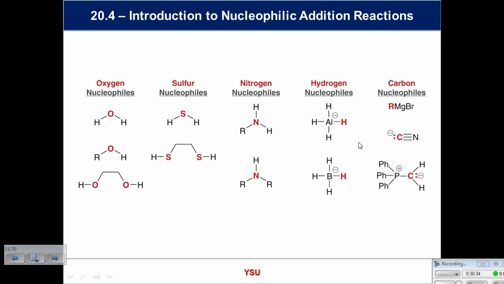So again, what's the common thing here? They're all nucleophiles. What do you need to be a nucleophile? What's the basic requirement to be a nucleophile? What do you absolutely have to have on an atom to be a nucleophile? A lone pair. So every single one of these atoms has a lone pair. Make a note of that. No lone pair, no nucleophile.